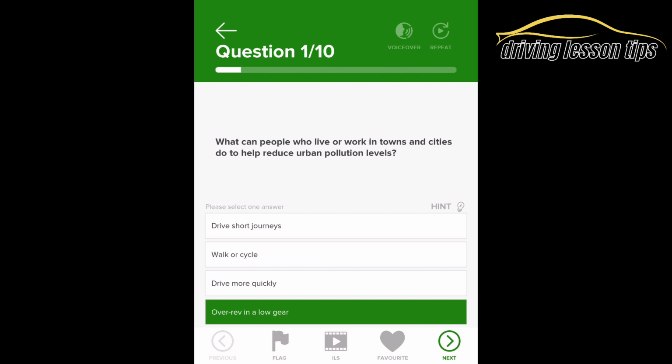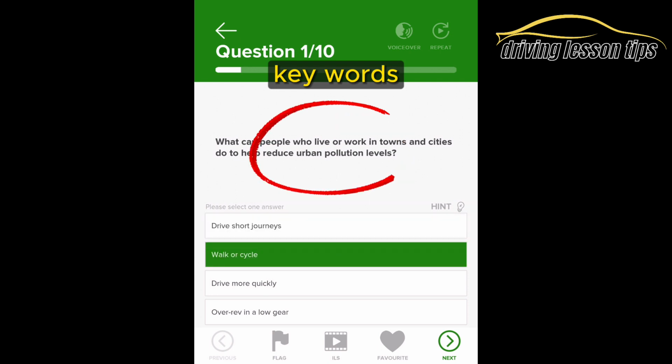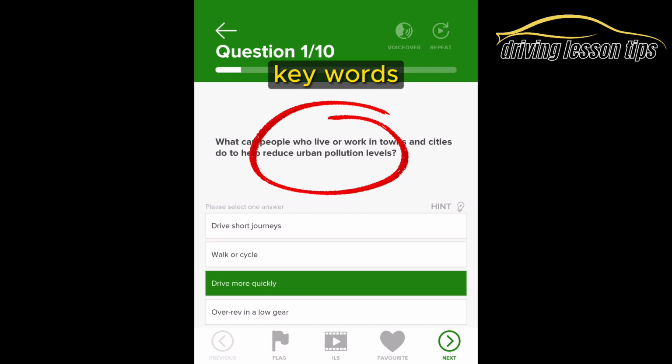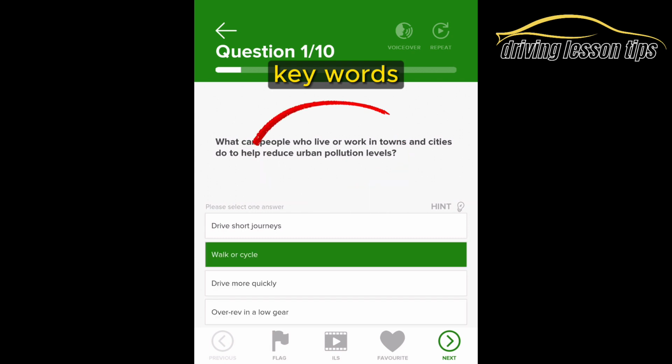Okay, let's read the question. What can people who live or work in towns and cities do to help reduce urban pollution levels? To help reduce urban pollution levels. So, drive short journeys? Well, we know that's probably going to use more fuel, so that's not going to reduce pollution levels. Walk or cycle? Well, that makes more common sense. Walking isn't going to cause any pollution, or cycling. Drive more quickly? Again, you're going to pollute. Over-rev in a low gear? Definitely not. So we know the safest option here is B, walk or cycle.